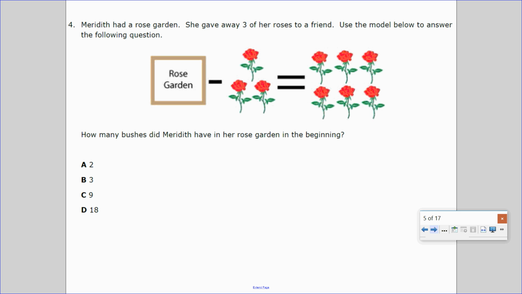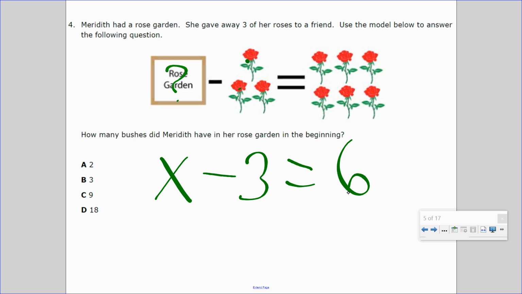Number 4. Meredith has a rose garden. She gave away 3 of her roses to a friend. Use the model below to answer the following question. How many bushes did Meredith have in her rose garden in the beginning? So we're finding out what this missing number is. You know what? I'm going to translate this into an equation. X minus 3 equals 6.